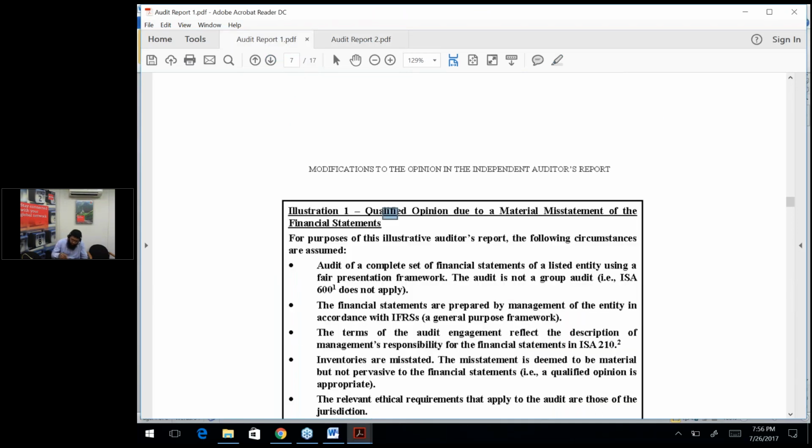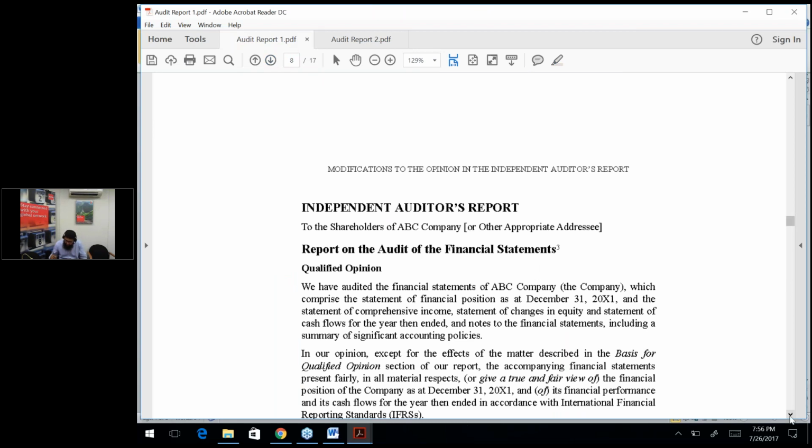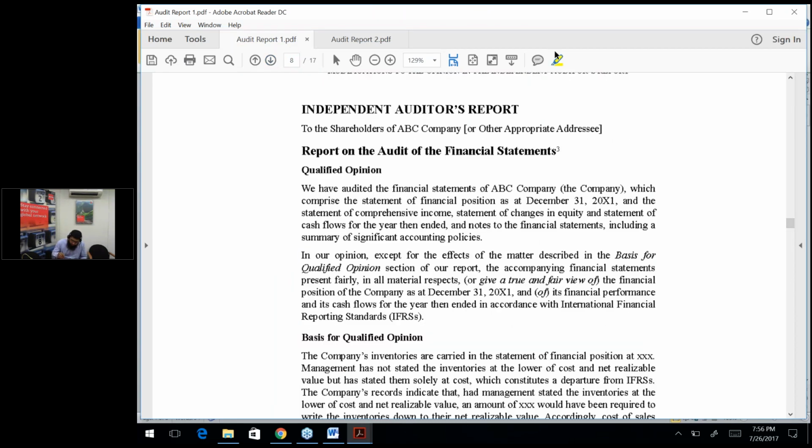In the audit report one, we have actually mentioned this qualified opinion. So you would see that the heading of the report changes from opinion to qualified opinion. The heading of the opinion para changes from opinion to qualified opinion, number one. So you could see that it's the same introduction para. It's just that in our opinion, except for the effects of the matter described in the basis for qualification para, the accompanying financials give a true and fair view.